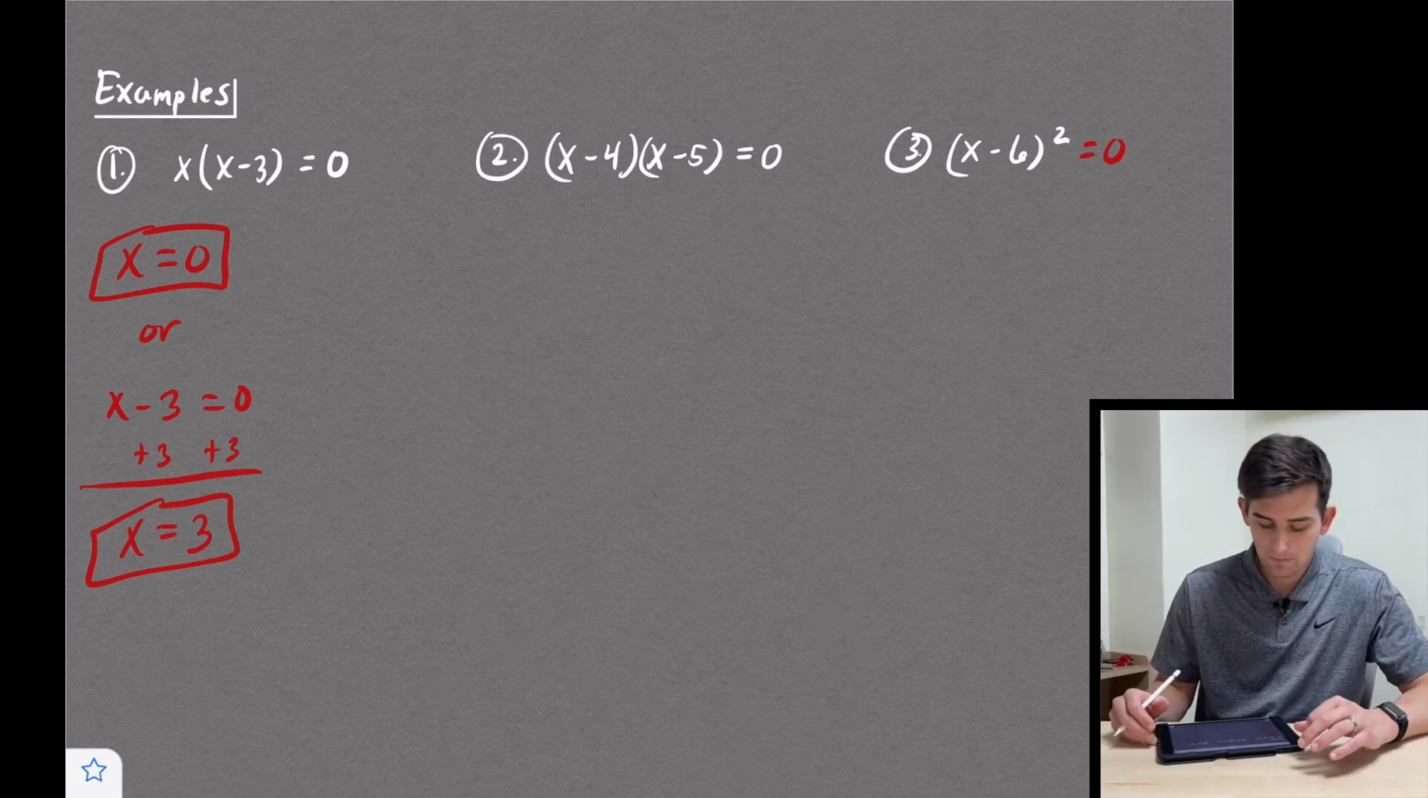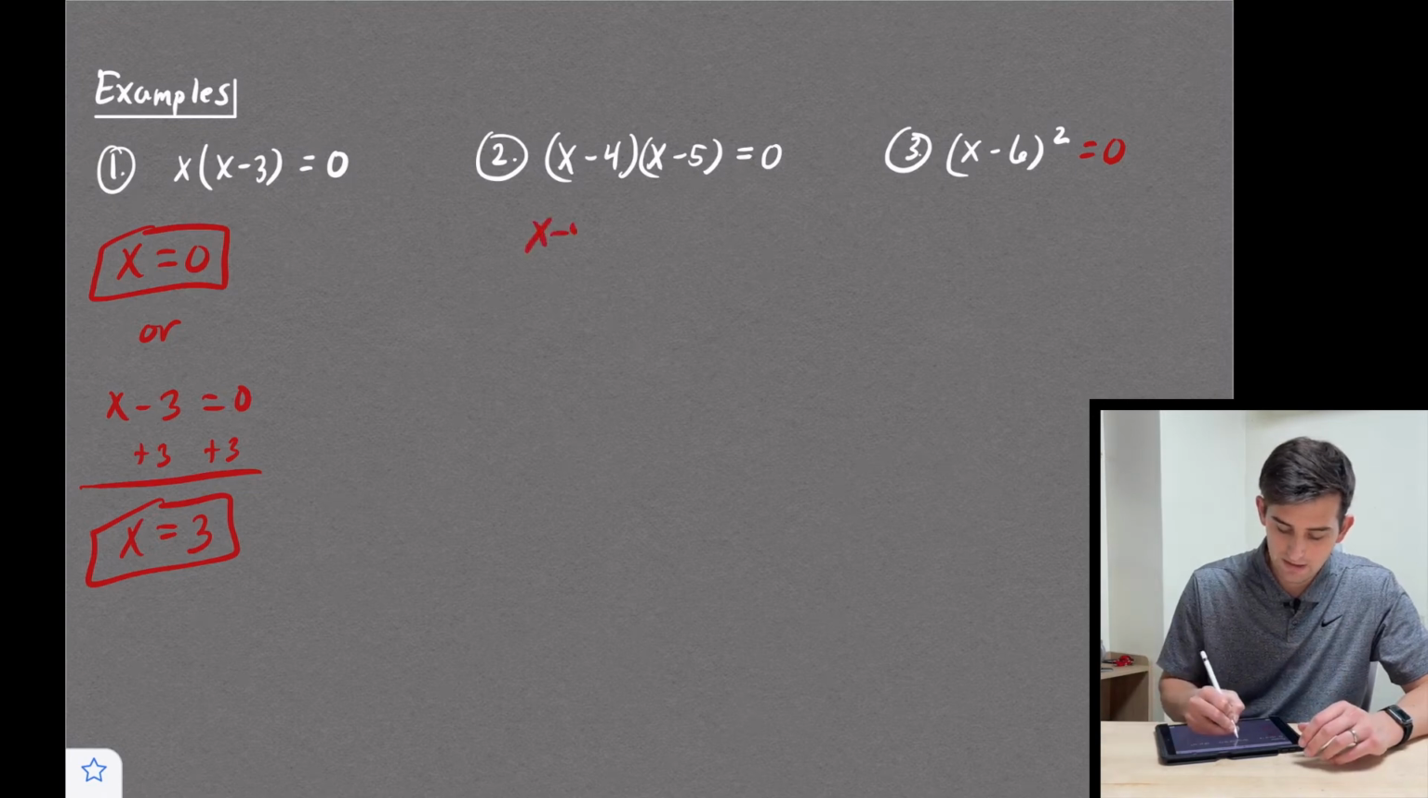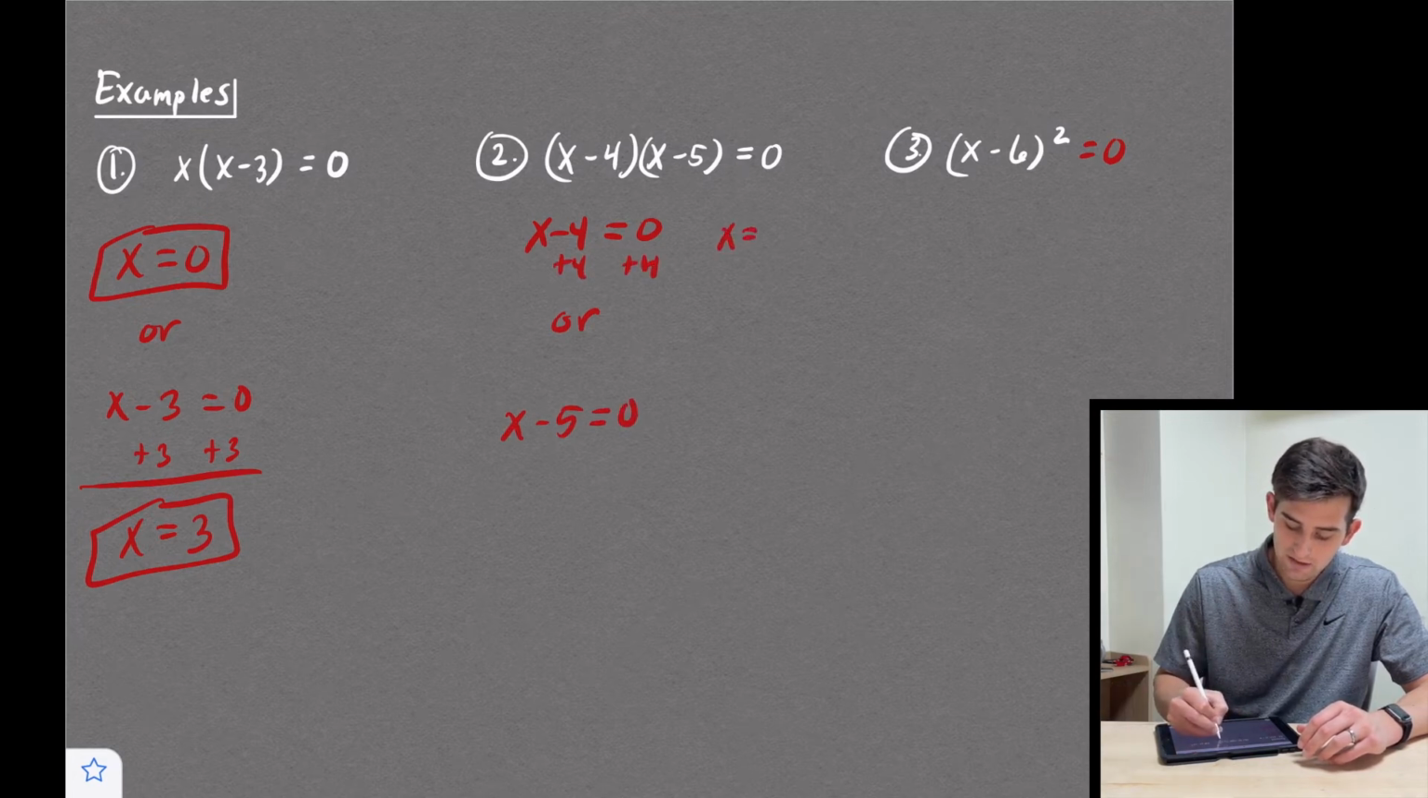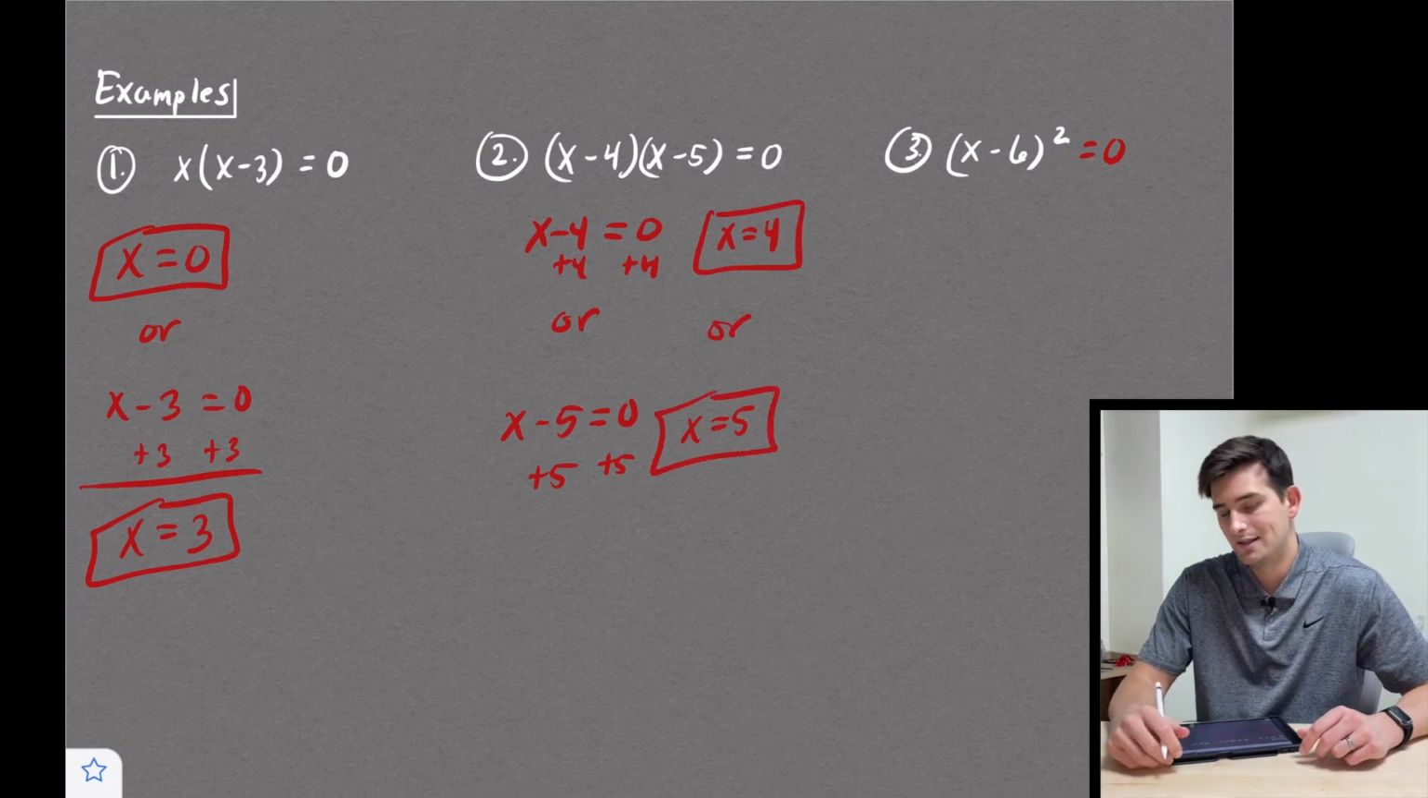equals 3. For number 2, we're going to say x minus 4 has to be 0 or x minus 5 has to be equal to 0. Here we can add 4 and we get x equals 4. And here we add 5 and we get x equals 5. So for number 2, x is either 4 or x is 5.